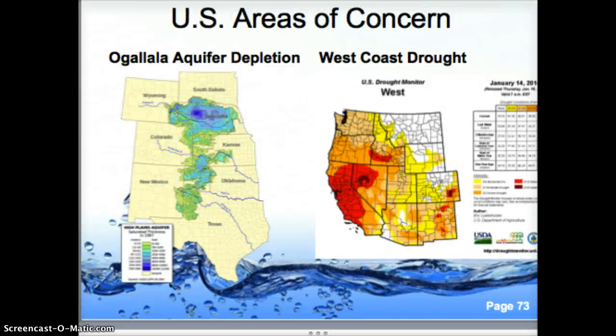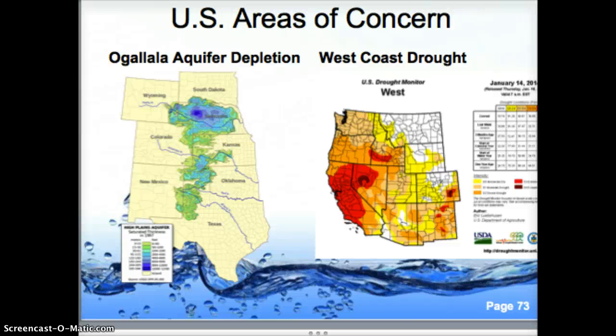A couple areas of concern in the U.S. First is the Ogallala Aquifer depletion. This is that aquifer that stretches throughout the central United States from South Dakota all the way to Texas. And as you perhaps have seen in some of your workbook activities, this is an area of great concern because the withdrawal rate is much greater than the replenishment rate, and so that's a concern.